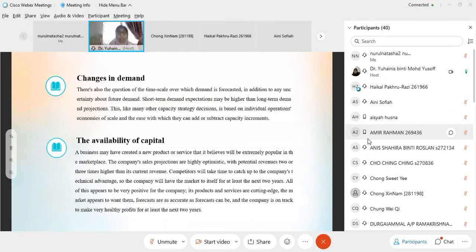Alright, and then the availability of capital. Capital is our funds. A business may have created a new product or service that it believes will be extremely popular in the marketplace. So we must make sure our capital is available to support the changes we need to make. Sometimes, like now, when changes come, all workers must wear face masks, so factory owners need more money to buy face masks for workers. So those are the factors that influence the decision on our capacity changes.